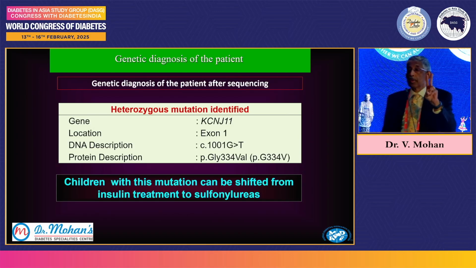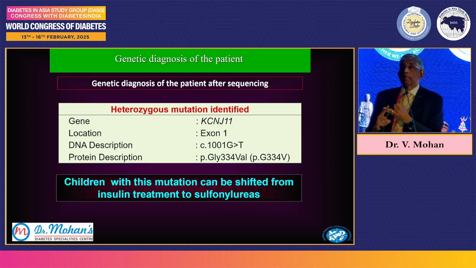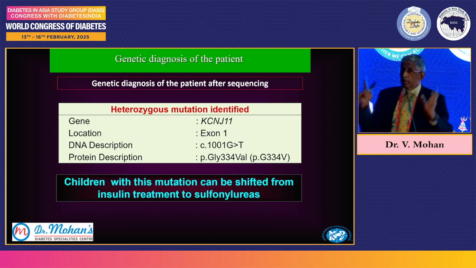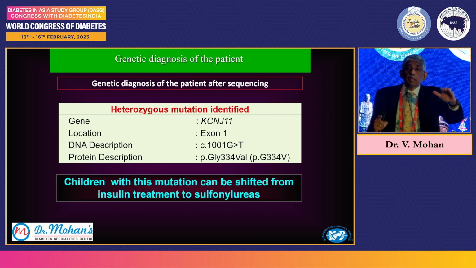There are 2 mutations, the KCNJ11 and the ABCC8, which respond to sulfonylurea. There are neonatal diabetes forms like GATA mutation and insulin gene mutation which do not respond. They love to continue insulin. So for every child below 6 months, please don't stop insulin and try sulfonylurea. 50% of children will die. So please don't do that without genetic testing.